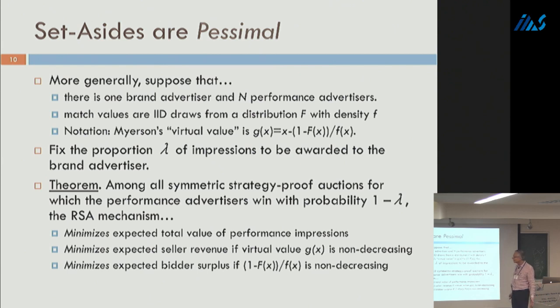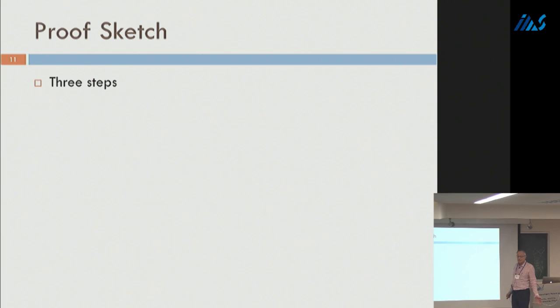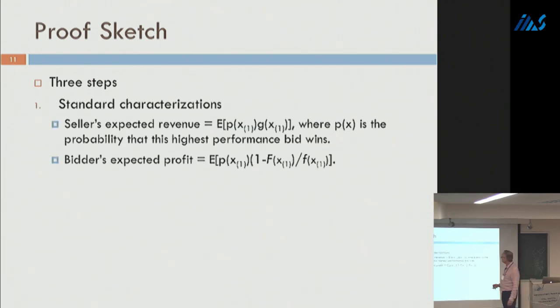So this is part of the argument I'm making. And here's the proof. The proof is easy. It's 3 steps. First, standard characterizations. The seller's expected revenue is the expected probability that the item is assigned to the highest performance bidder times the virtual value of the highest performance bidder. That's one standard characterization that comes out of Myerson. The bidder's expected profits is the expected probability that the item is assigned to the highest performance bidder, that's the first order statistic, times the inverse hazard rate evaluated at the highest order statistic. These are standard formulas in auction theory.